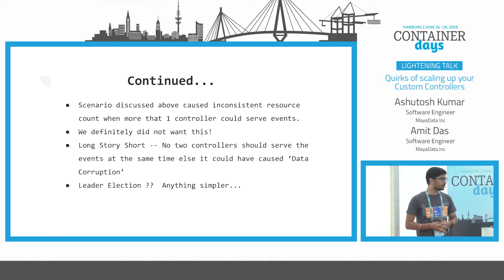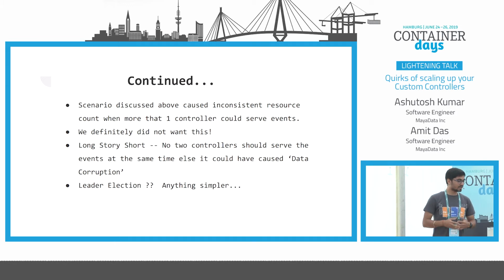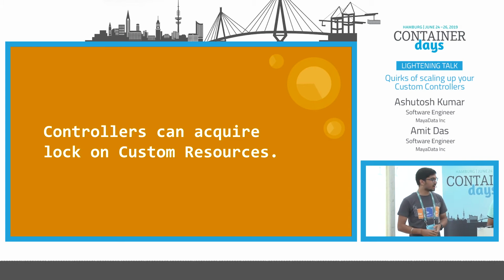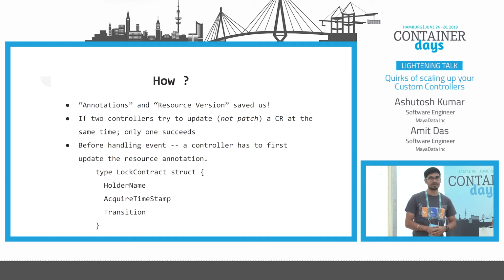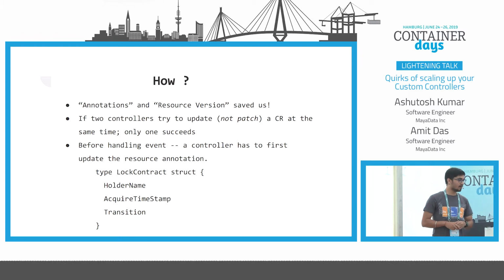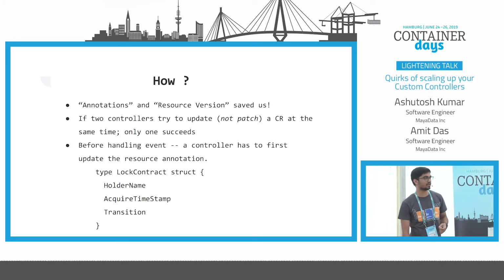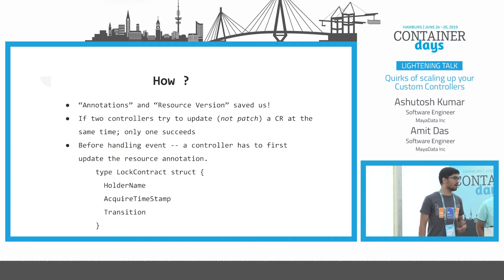We thought, what should we do? Leader election, but that was too complex to do. We were thinking of anything simpler. What we did was we tried to acquire a lock on the custom resources, and this is how we did it. We defined a lock contract that went into the annotation of a CR. As we know, if you try to update a custom resource, no two guys can update it simultaneously, because the custom resource has a resource version number.